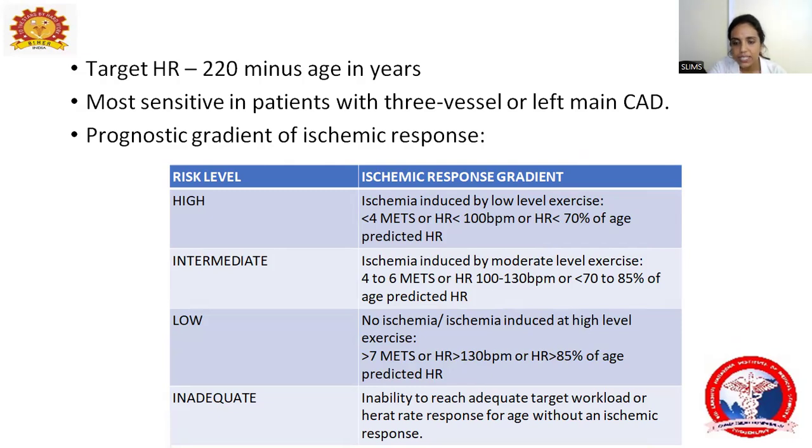Intermediate, the ischemia is induced by moderate level exercise. So the patient is having 4 to 6 minutes. Heart rate is around 100 to 130 or like 70 to 85% of the age predicted heart rate.